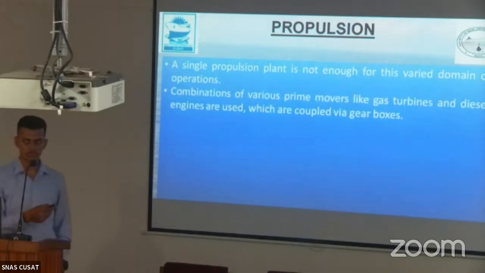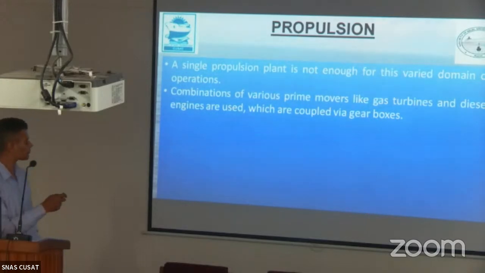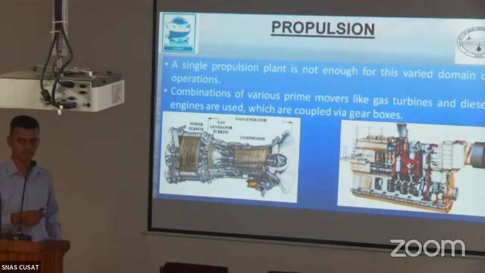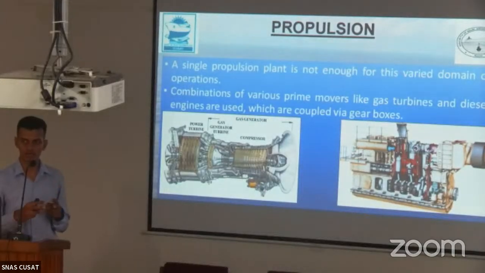And a combination of various prime movers like gas turbines, diesel engines, sometimes even nuclear propulsion can be used for obtaining these varied domains of speed. Obviously, these different prime movers are coupled via gearboxes. And here is a cut section of a gas turbine. And we also have a diesel engine. Gas turbines are getting very popular nowadays because they can be used over a range. Suppose my ship's maximum speed is 30 knots and I have to cruise at 18 knots. So I can have two sets of two gas turbines which, when we couple them with the help of a gearbox, can achieve both these speeds with the help of gas turbines itself.